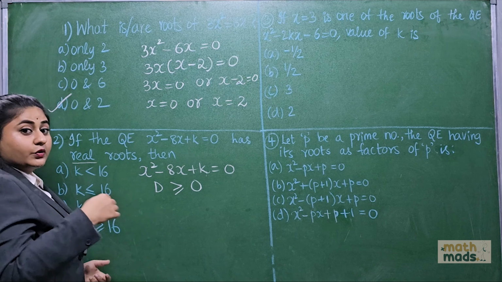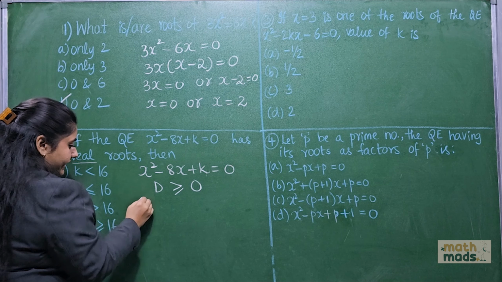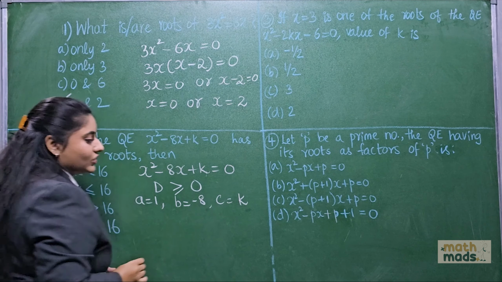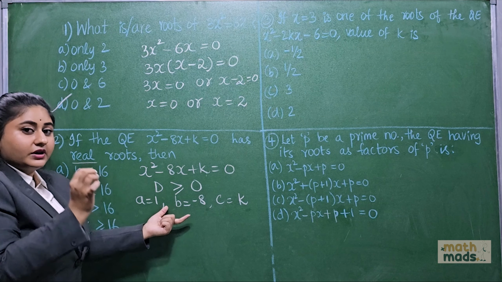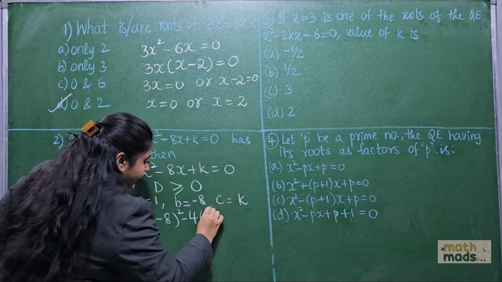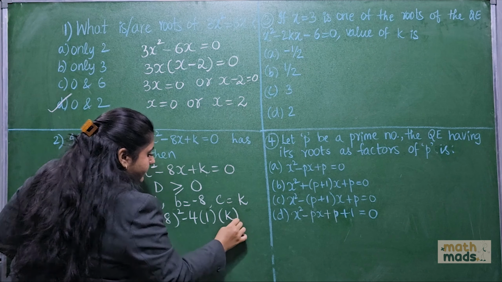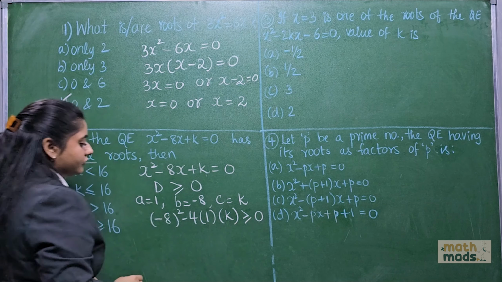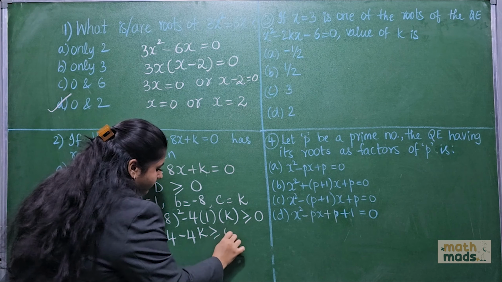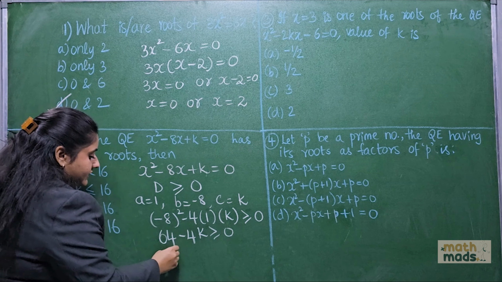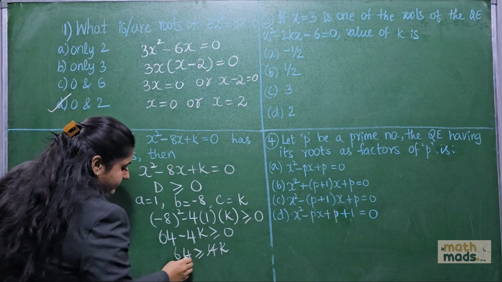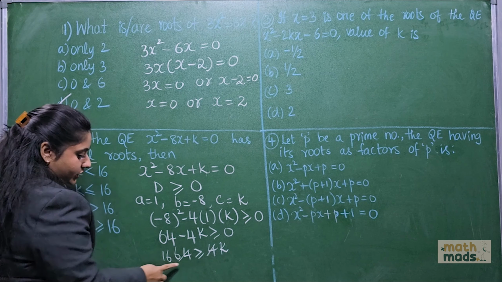So what is discriminant? b square minus 4ac. Here a will be equal to 1, b is equal to minus 8 and c is equal to k, if you compare it with the standard form. So now you substitute in place of b square minus 4ac, what do you get? Minus 8 square minus 4 into 1, that is a, into c, that is k, is greater than or equal to 0. Now on further simplification, what do you get? 64 minus 4k is greater than or equal to 0. Transfer minus 4k to the other side. So 64 will be greater than or equal to 4k. If you cancel this out, you're going to get k is less than or equal to 16.